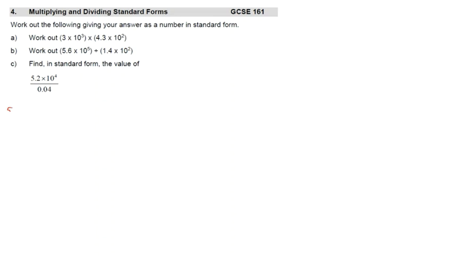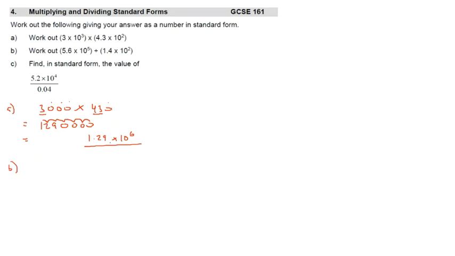Okay, multiply and divide in standard forms, very similar. All right, so question A, normal numbers first. 3,000 times 430. Easiest here to do 3 times 43, which is 129, and then add on 1, 2, 3, 4 noughts. And in standard form, this would be 1.29 times 10 to the power of 1, 2, 3, 4, 5, 6. 1.29 times 10 to the 6.